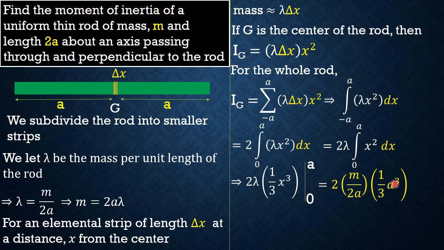Doing all our canceling, the 2 here cancels, and the a reduces a cubed to a squared. We are going to have our answer: 1/3 m a squared. That's the moment of inertia of the rod about the center. Great. So friends, that's the end of our answer. That is the value that we have been using. It is found in our formula book, and this is how we can derive it.